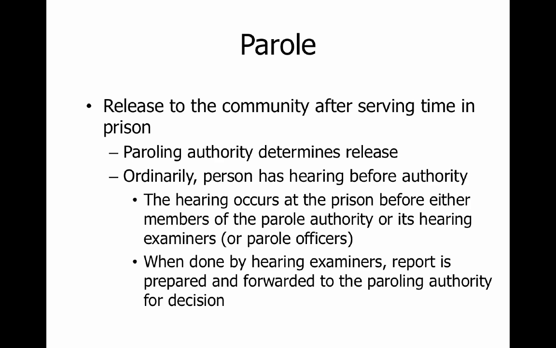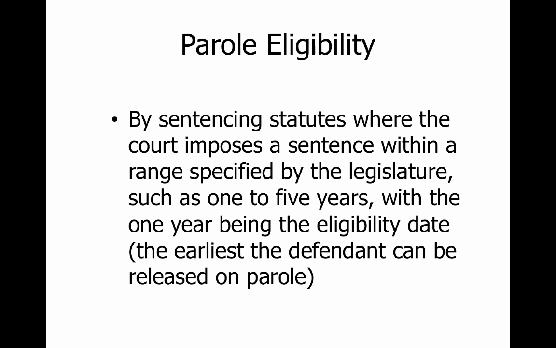Parole, or release to the community after serving time in prison, is determined by the paroling authority. Ordinarily, a person has a hearing before that authority. The hearing occurs at the prison before either the members of the parole authority or its hearing examiners or parole officers. When it's done by a hearing examiner, the report is prepared and forwarded to the paroling authority for a decision.